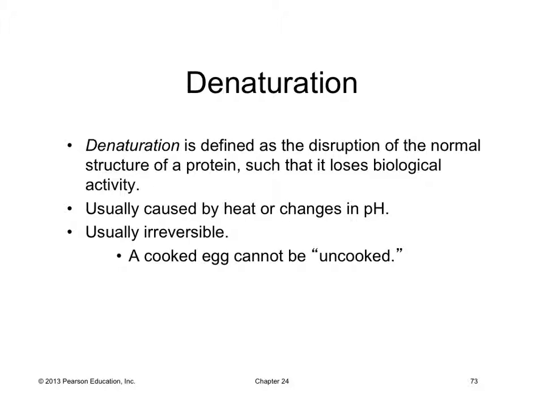Denaturation. So denaturation is defined as the disruption of the normal structure of a protein so that it loses its biological activity, usually caused by heat or changes in pH, and it's usually irreversible. So you can cook an egg and that's denaturing an egg, but you can't go back and make it uncooked.